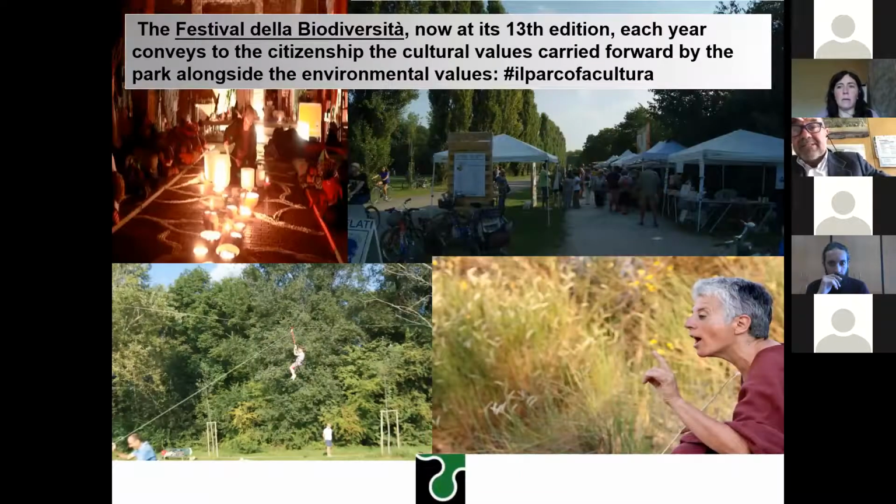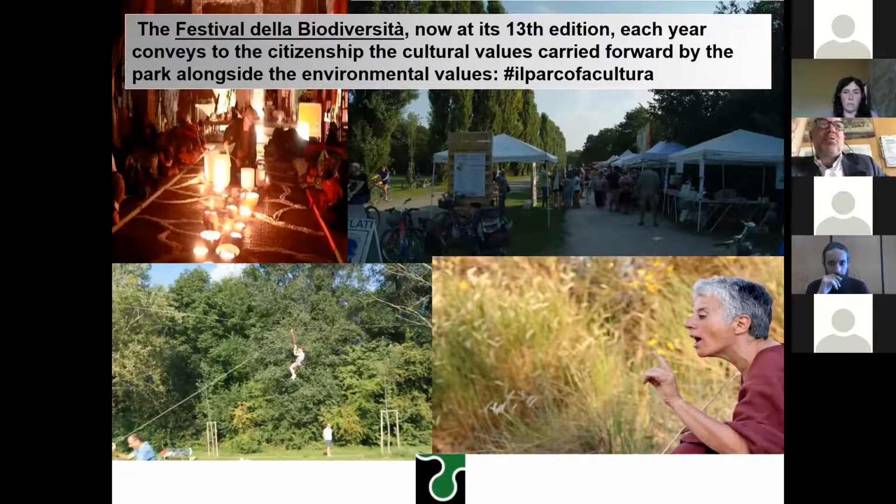Do you have a specific biodiversity event to promote biodiversity among the whole population? You see in this slide the Festival of Biodiversity every year. In September, the park proposes the Biodiversity Festival, which is the 13th edition this year. Two weeks of events: music, shows, cinema and theaters, laboratories, exhibitions, direct experiences that address the theme of biodiversity according to different aspects, bringing citizens and families closer to this complex concept that risks remaining abstract.